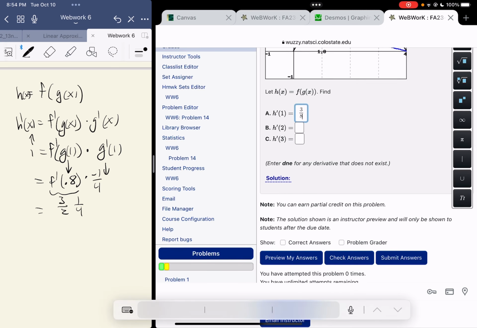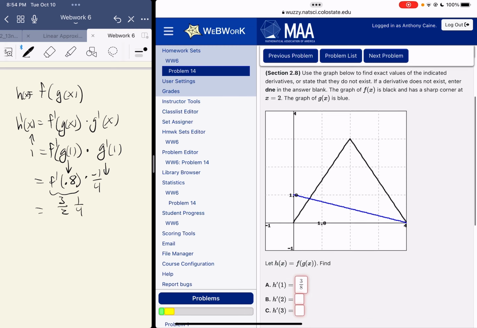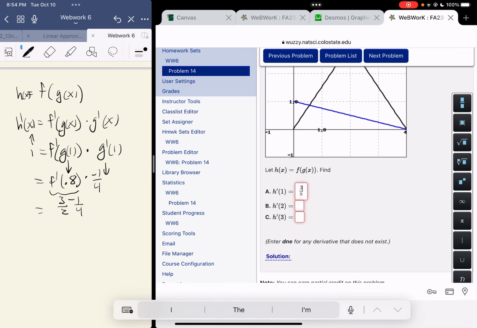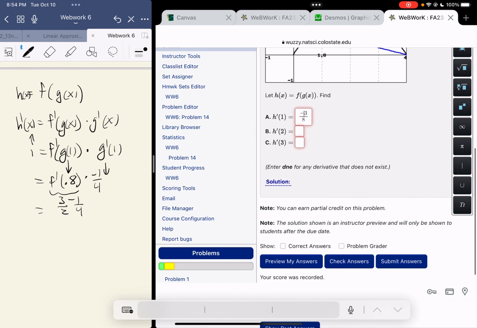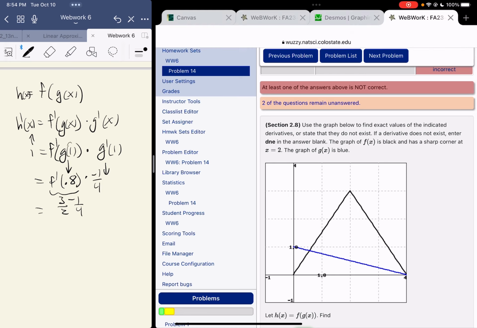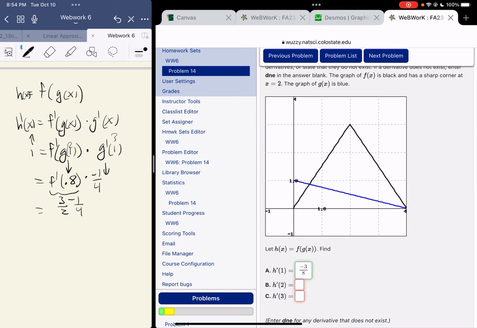3 divided by 8, enter. What? Oh, negative 3/8. I lost the negative. Okay, let's try this again. Negative 3/8, submit. Great. So same idea, but instead of using 1, we're going to use 2 and 3 for the next 2 exercises.